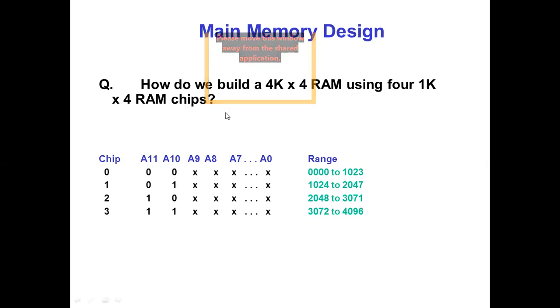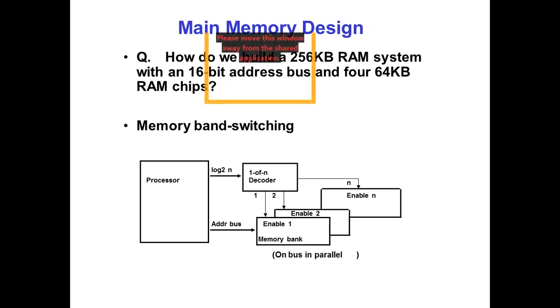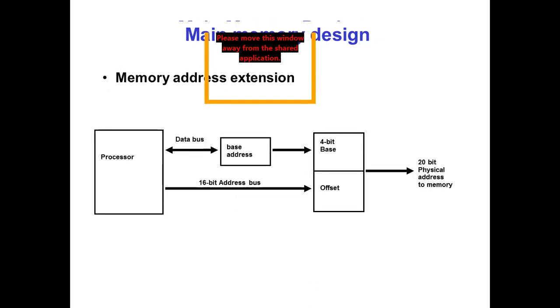Now, how do we build a 4K into 4 RAM using 1K into 4 RAM chips? Again, you can skip this. No need to design here. Again, this is the memory bank switching. Also, I am not going to consider this again.